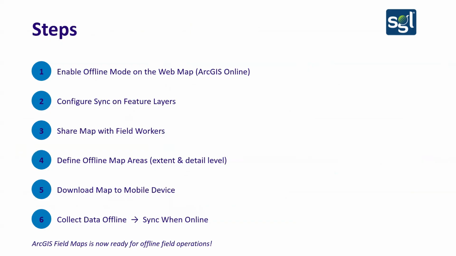So these are some of the steps that you take when you want to configure this application. You enable the offline capability on the web map that you use to design your app. You also turn on enable sync on your feature layer. You share your maps with the field workers. You define your offline map areas in the ArcGIS Field Maps Designer. Then on your mobile phone, which has the ArcGIS Field Maps application, you have the opportunity of downloading the offline area, and with that you can collect data.